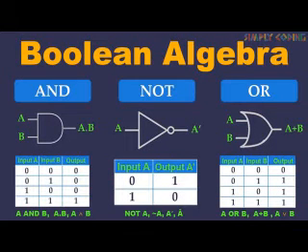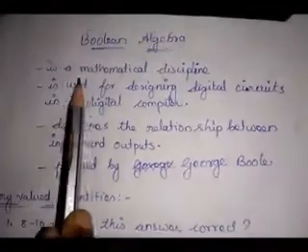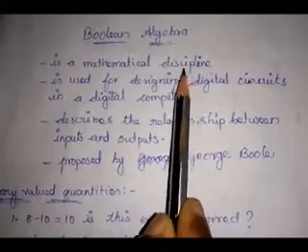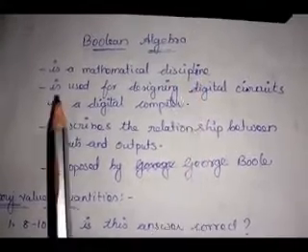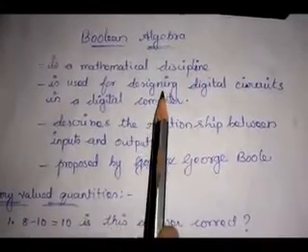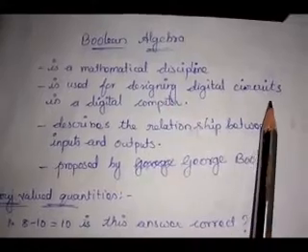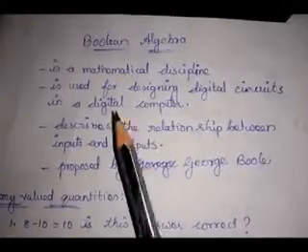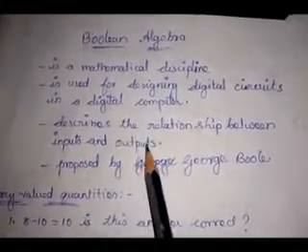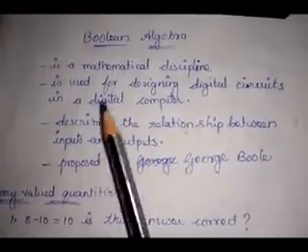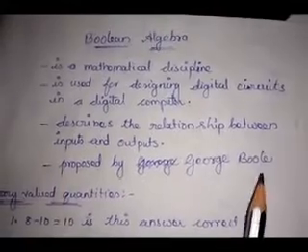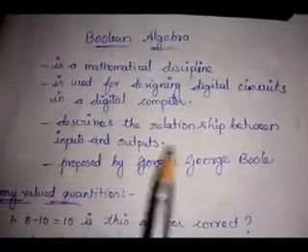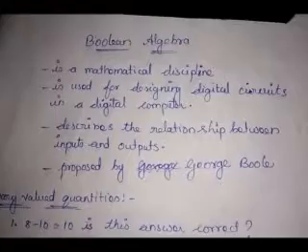In this video, we will learn about Boolean algebra. Boolean algebra is a mathematical discipline. Discipline means formula. It is used for designing a digital circuit in digital computers. It describes the relationship between input and output. This Boolean algebra was proposed by George Boole. That's why it got the name Boolean algebra.